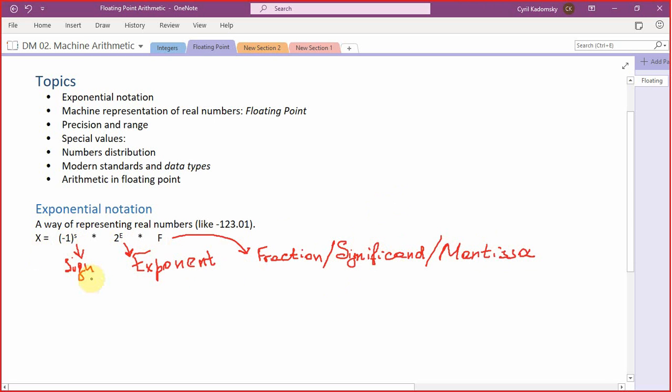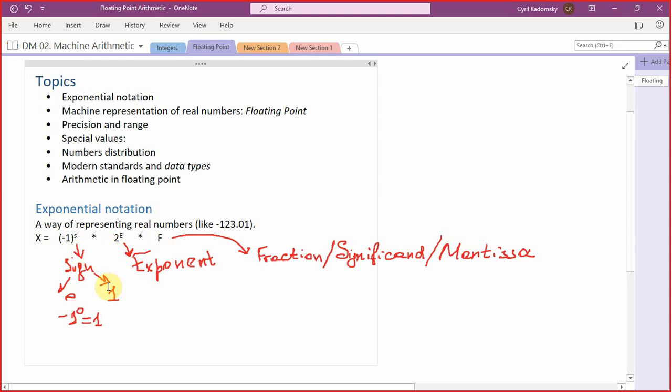First, the sign. The sign is the easiest. The sign can be just 0 or 1. This S value can be 0 or 1. If the sign is 0, in this first part we obtain minus 1 power 0. And of course, any value power 0 is equal to just 1. So, if sign is 0, this part can be erased. It is not meaningful. It doesn't change the value of our number. Multiplying by 1 changes nothing.